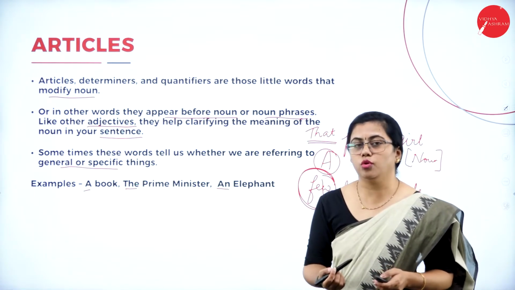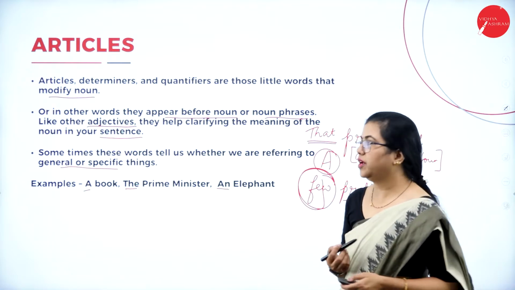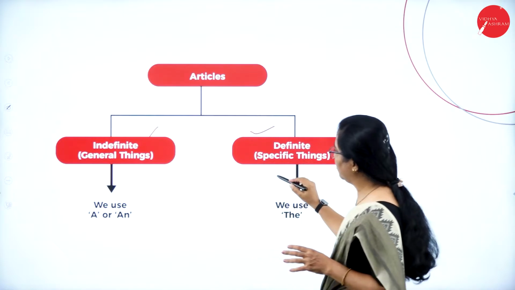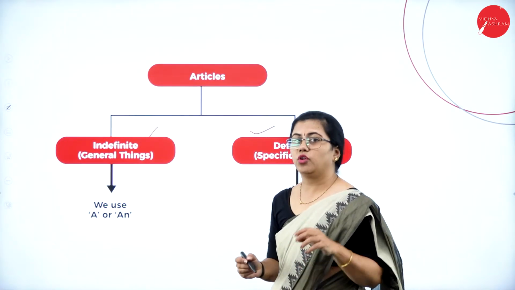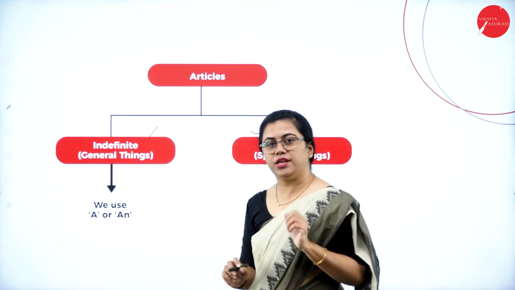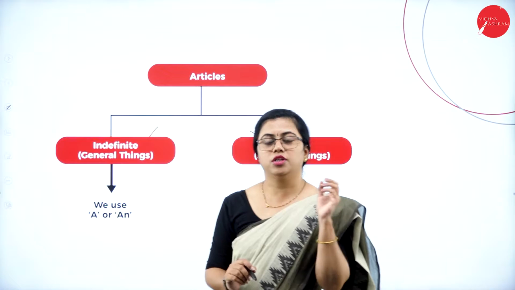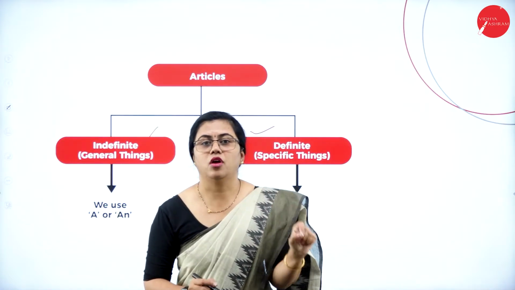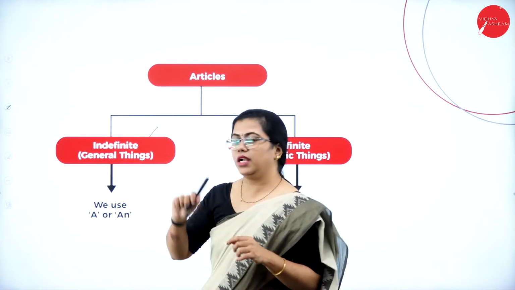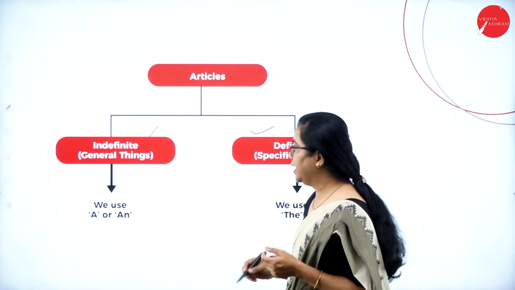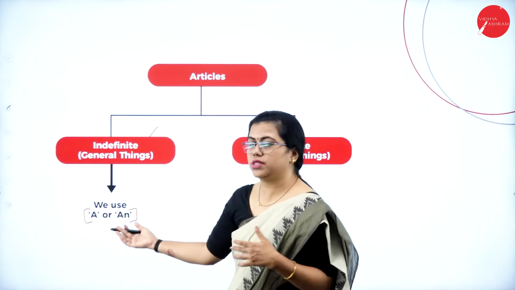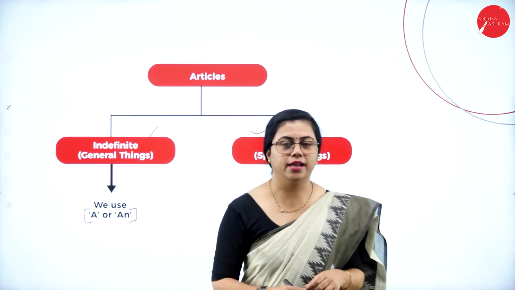Now we need to go deep into the different types of articles. As I already told, under articles there are two types: one is definite and the other one is indefinite. Today we are going to learn about only indefinite articles. Whenever we are talking about general things, when we are not talking about anything in particular, not referring to any specific thing, that time I use the indefinite article. Under the indefinite article we have two forms, that is a or an. How do we use this? What are the usage rules? We'll be understanding it in a while.